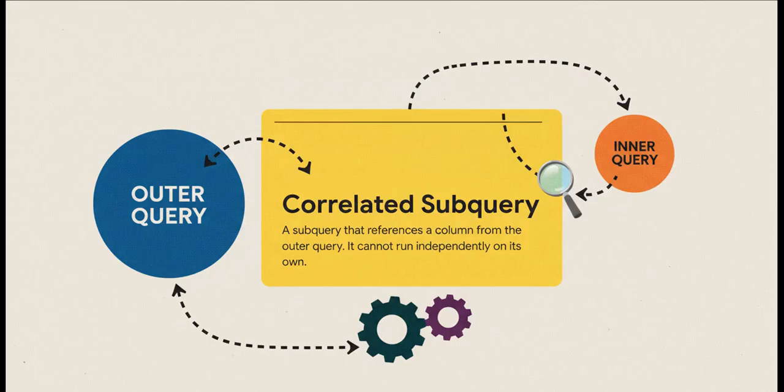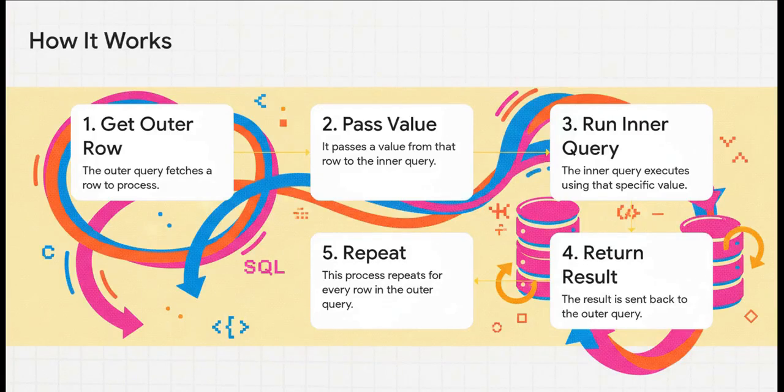And how does this magic happen? It's because the inner query actually references a column from the outer query. And this is the key. It means the inner query can't run by itself. It's completely dependent on getting a value from the outer query before it can do its job. It's a true partnership.